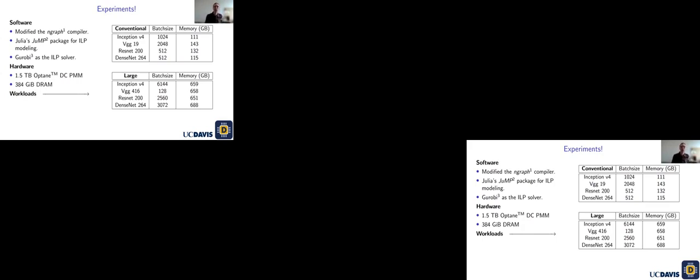We looked at two different classes. We looked at conventional workloads that have memory footprints in the 100 gigabyte range. And then we also scaled these workloads up much bigger to make sure that they don't fit within the DRAM cache, so we can compare against using this as a DRAM cache. In this case, they're around 650 to 700 gigabytes of memory footprint.